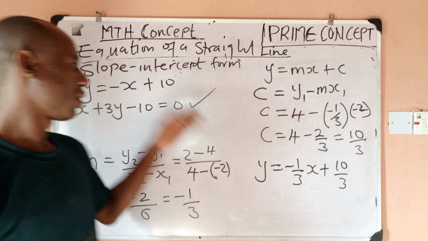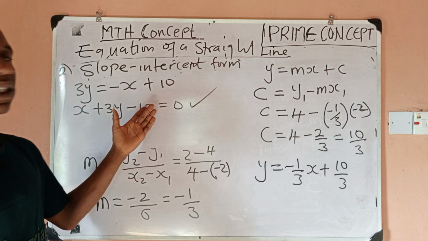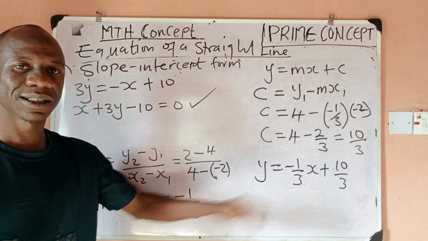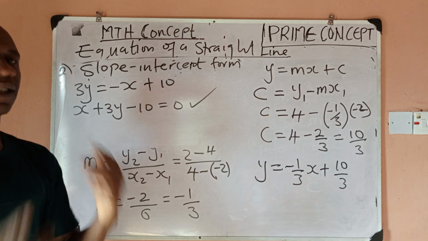Either this or this, depending on your exam. If you're writing an objective exam, they may decide to put this in the options rather than this. If you're writing a theory exam, if you stop here, you are correct. If you stop here, you are still correct.